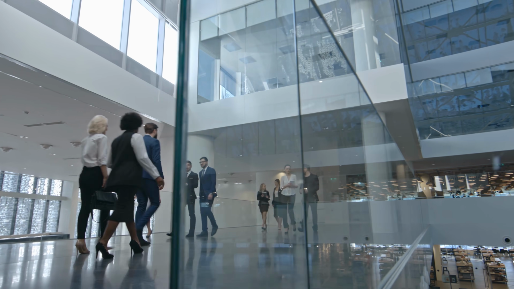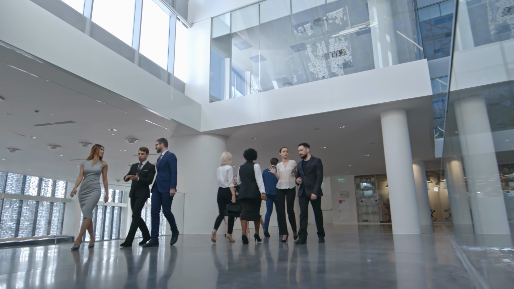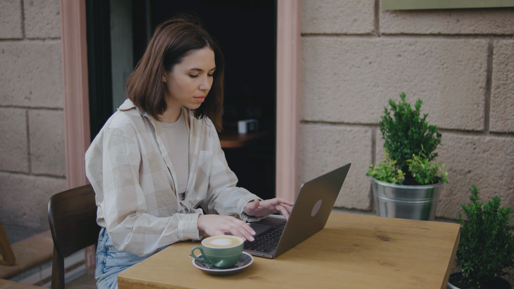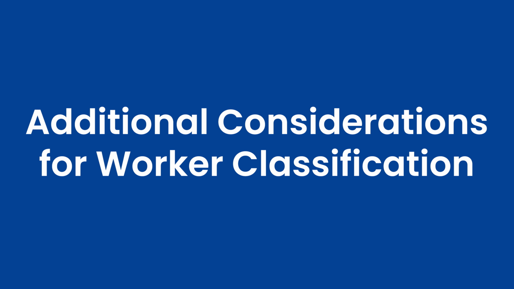Classifying workers correctly is very important in order to avoid penalties. Employees follow set schedules, use company resources, and receive regular pay, while independent contractors have more autonomy, freedom, and independence. Just because reporting for a 1099 independent contractor may be simpler, it doesn't mean it's the right choice. Let's go over some additional considerations for worker classification. Worker classification can sometimes be tricky, but there are a few additional tools and guidelines that can help you ensure you're making the right decision and avoiding potential legal and financial headaches.